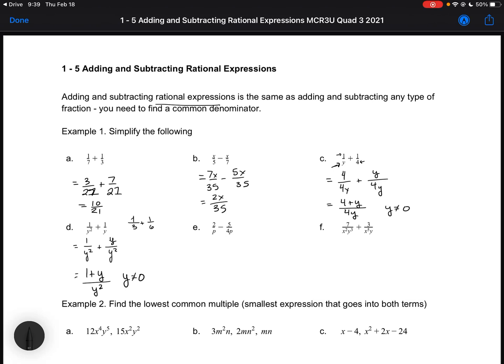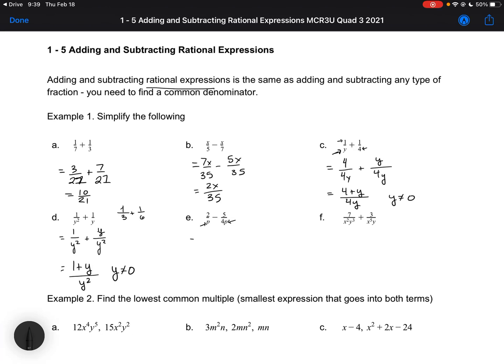In example E, here in my first fraction, I've got p on the bottom, and then I've got 4p on the right-hand side. So in this example, my common denominator is just going to be 4p. My second fraction, I don't have to change at all because my denominator is already 4p. In my first fraction, I've multiplied the bottom by 4, so that means I also need to multiply the top by 4. Now that my denominator is the same, I can subtract the numerators, rewrite with one denominator, and then state my restriction.